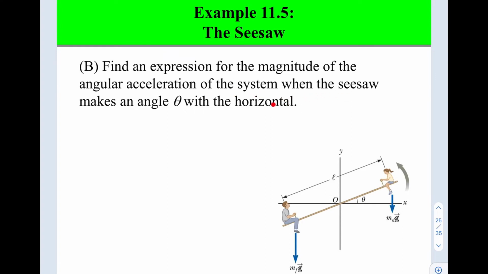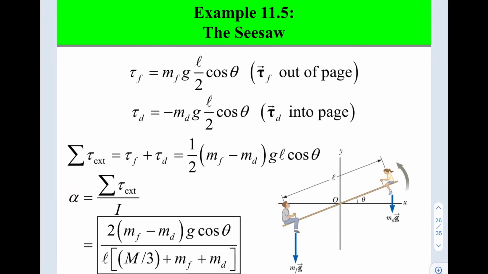Part B. Find an expression for the magnitude of the angular acceleration of the system when the seesaw makes an angle theta with the horizontal. We are going to consider the torque due to the father and the torque due to the daughter, then sum the external torque and finally figure out alpha. Let's take a look one by one.